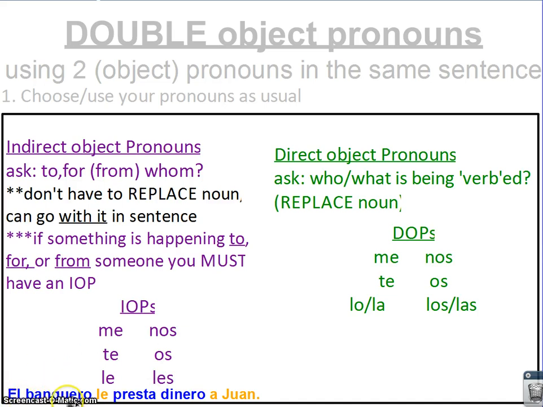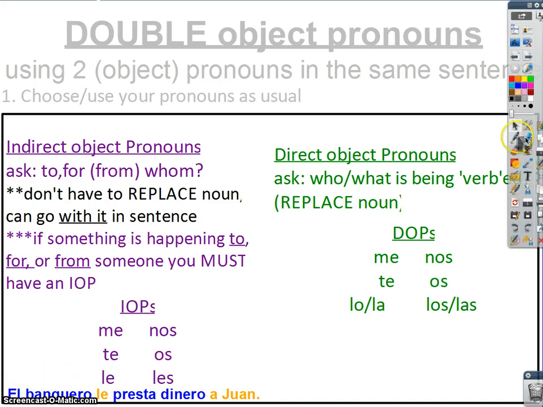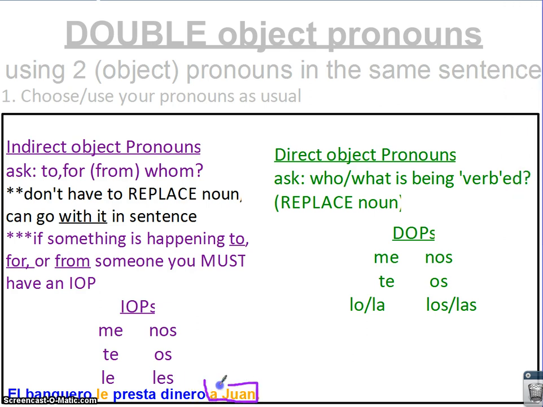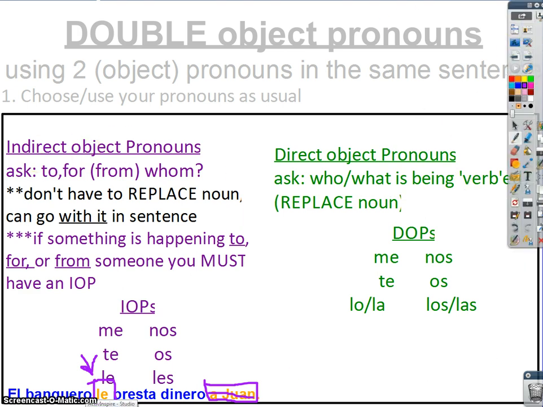And in our example sentence, the banker lends money to Juan. And even though in English, if I have to Juan in my sentence, I ignore the le. I don't say the banker lends money to him, to Juan. I still have to have it. If I got rid of anything in this sentence, it would be the a Juan part. The banker lends money to him. But if something's being done to or for someone, that IOP has to be there. So here's another couple combination you might have for two pronouns in the same sentence. Press pause if I've gone too quickly. Make sure you draw the box around it, and press play when you're ready to move on to step 2.